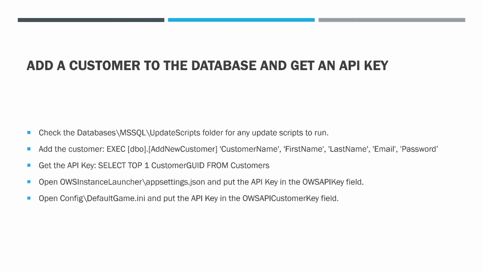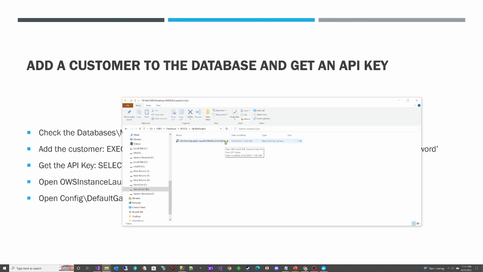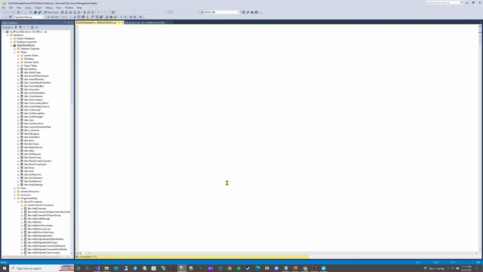Now we're going to add a customer to the database and get our API key. First, we want to check the Databases, MS SQL, update scripts folder to see if there are any update scripts to run. It looks like there's one here. We'll double click it to open it.